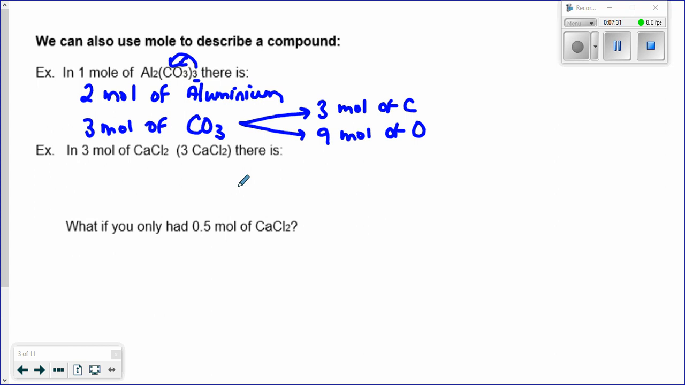So the next one says in 3 moles of calcium chloride, so that's saying 3 CaCl2, there are 3 moles of calcium, and 3 times 2, in total, 6 moles of chlorine.